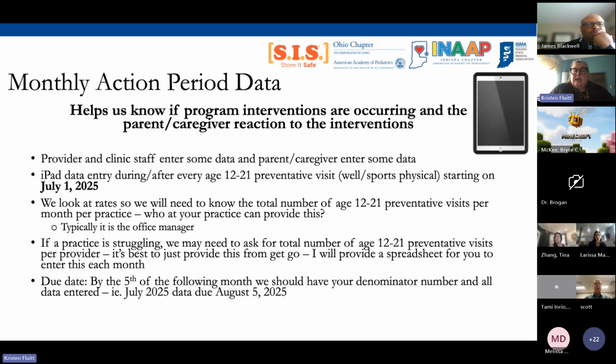So iPad data entry during and after every age 12 to 21 preventative visit for a well or sports physical, and that will start on July 1.